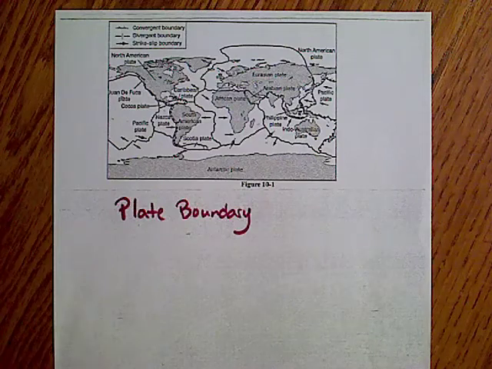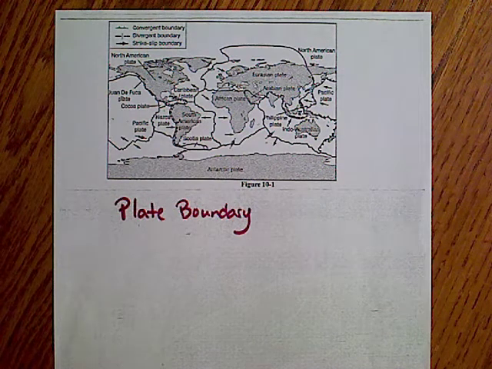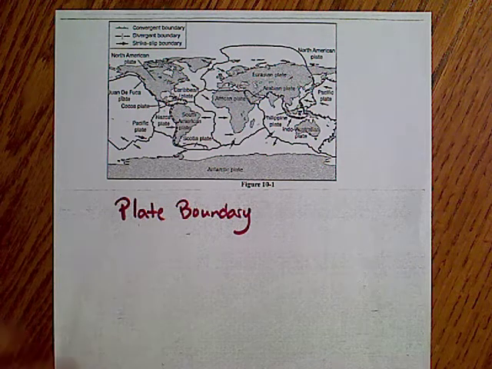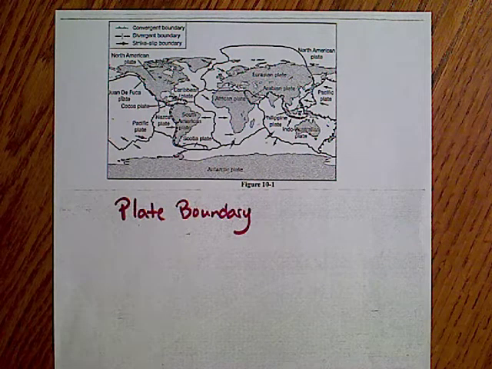Let's start by looking at our plate boundary map here. A map similar to this will show up on the test on Thursday, so I want you to be able to understand what's on this. First of all, there's three different types of boundaries, and we've talked about the three different types of boundaries already. We have convergent boundaries, divergent, and strike slip boundaries, or transform boundaries, they can also be called.